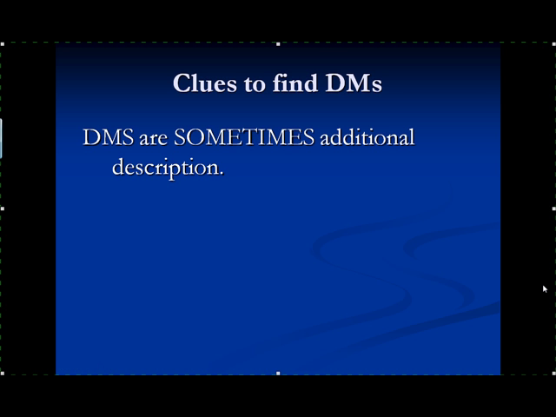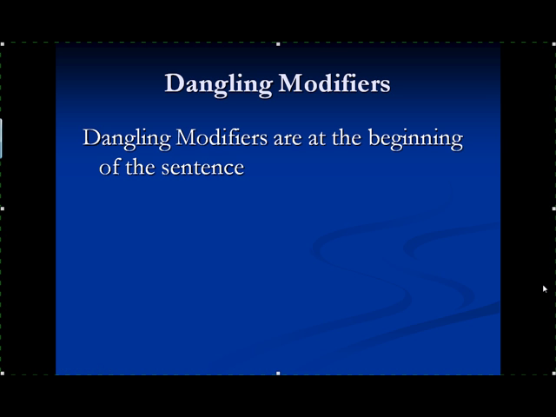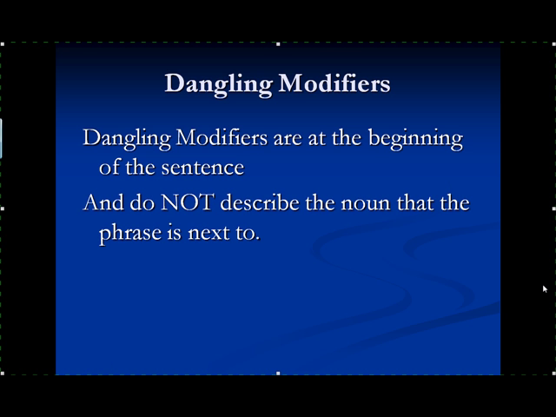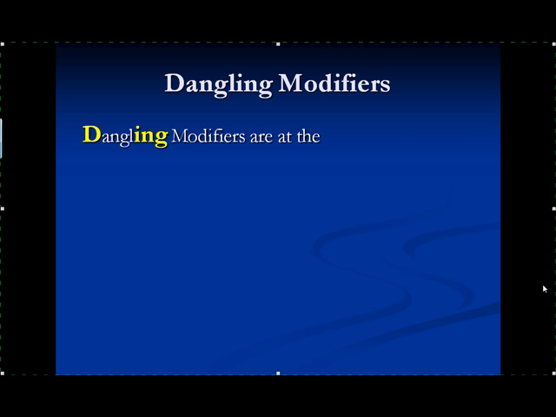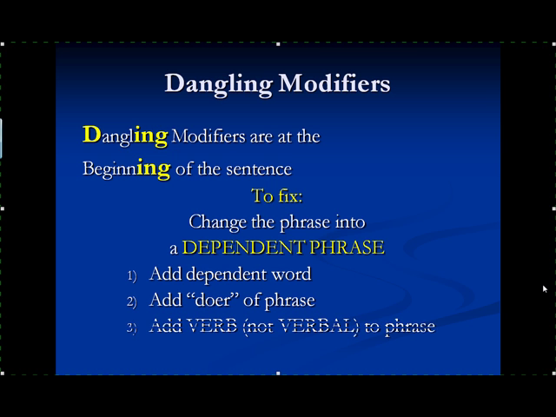Now, dangling modifiers are sometimes additional description. Here's an example. Shiny and red, Mary ate the apple. Maybe she was shiny and red, but we're suspecting the apple was. Now, dangling modifiers are at the beginning of a sentence, and they do not describe the noun that the phrase is next to. Dangling modifiers are at the beginning of the sentence. I want you to notice the ings, and to fix them, change the phrase into a dependent word phrase by adding a dependent word and by adding a doer of the phrase and by adding a verb. Do not use the verbal for a verb.